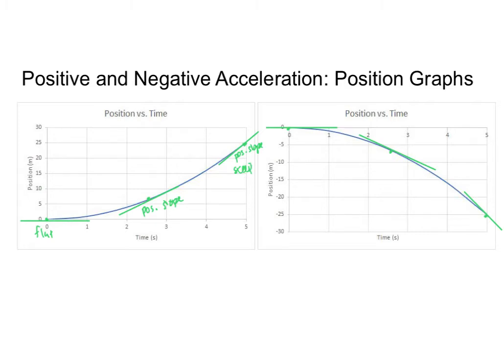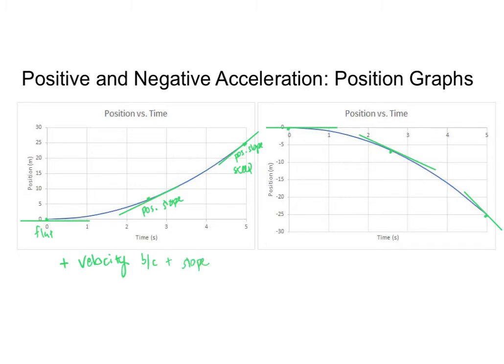So what that means, first of all, we know all of our slopes are positive. And so that means that our velocity is positive. So if all of your tangent lines are going uphill, then you know that we have a positive velocity. So what I'm going to write is positive velocity because positive slope.